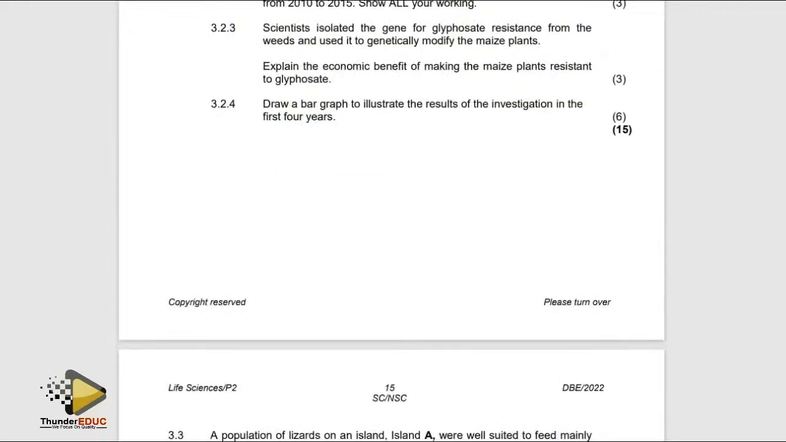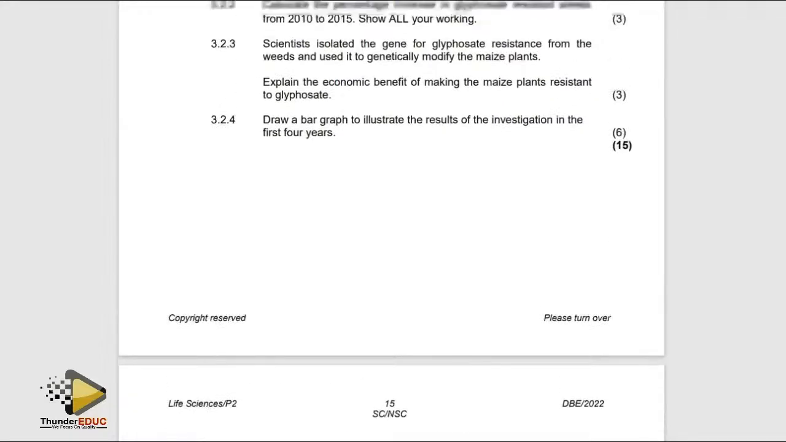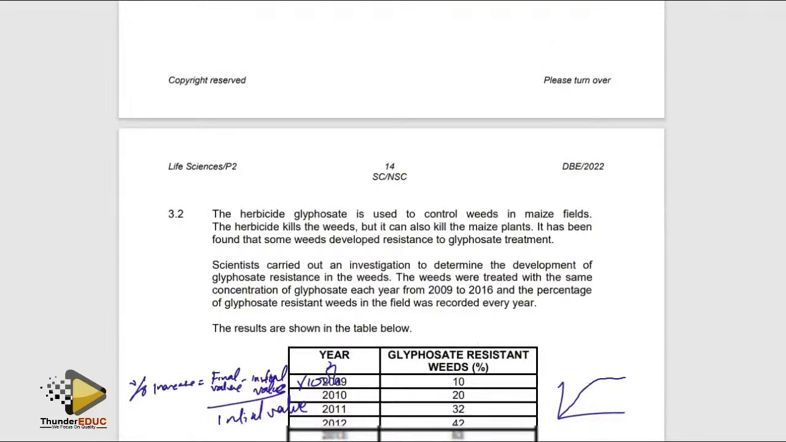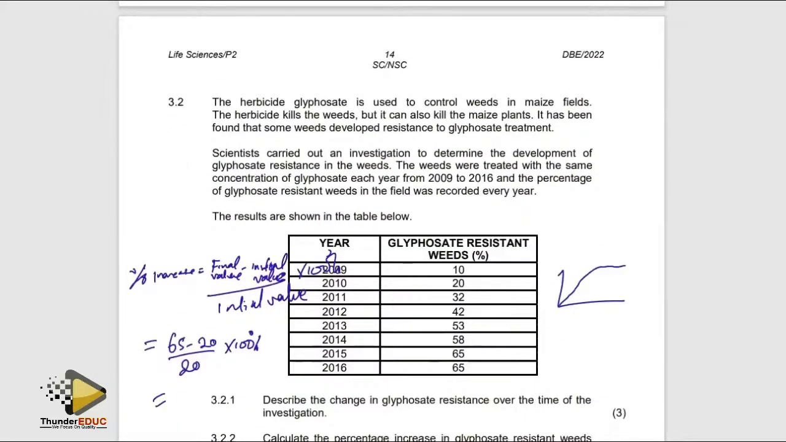Then they're saying draw a bar graph. Before I go to the bar graph, can you identify the independent variable here? Is the weed dependent on the herbicide, or does the herbicide depend on the weed? It means that the weed will depend on the herbicide over a period of years.